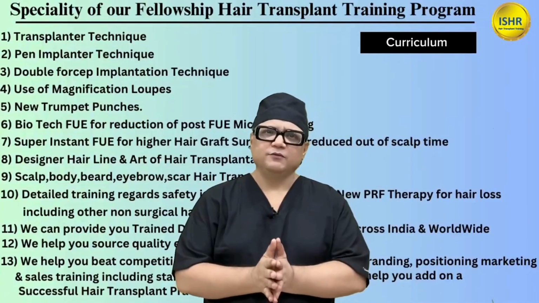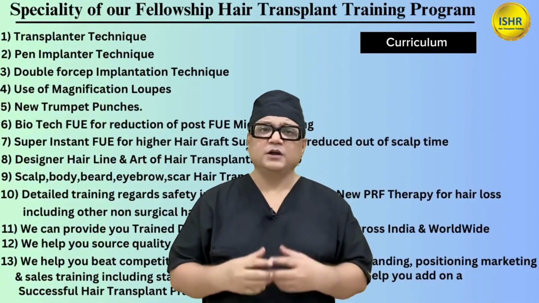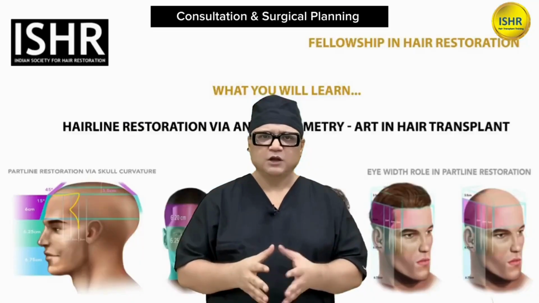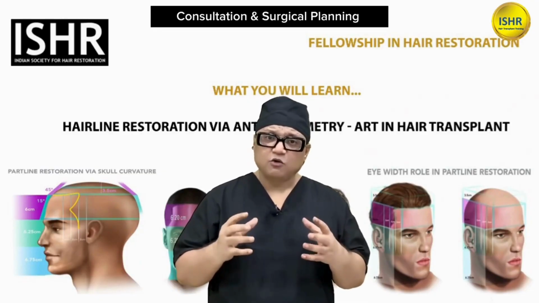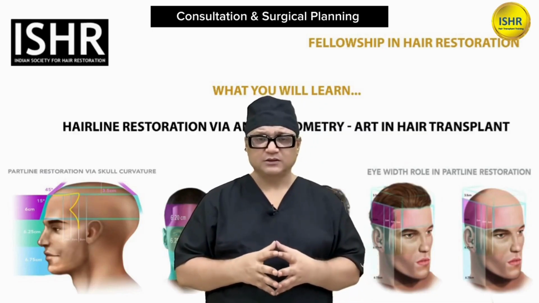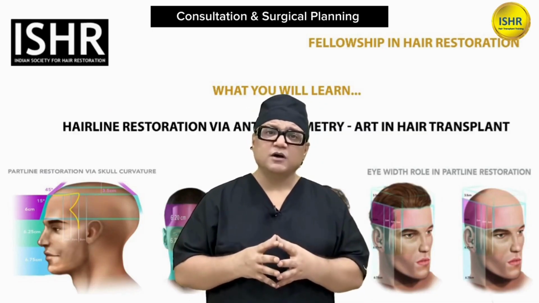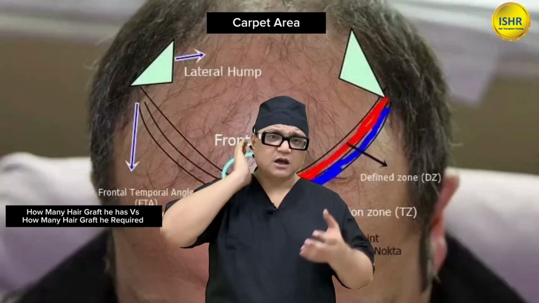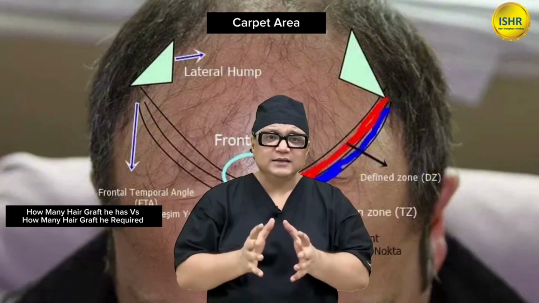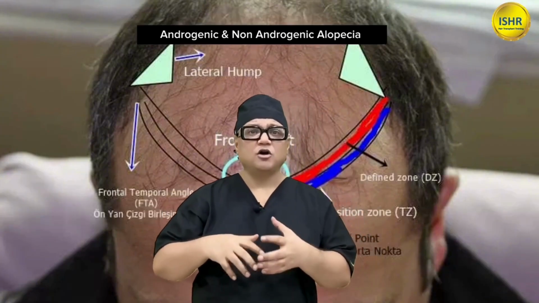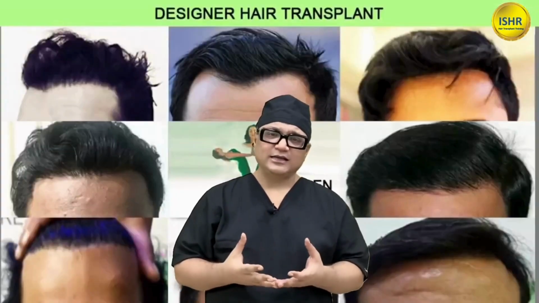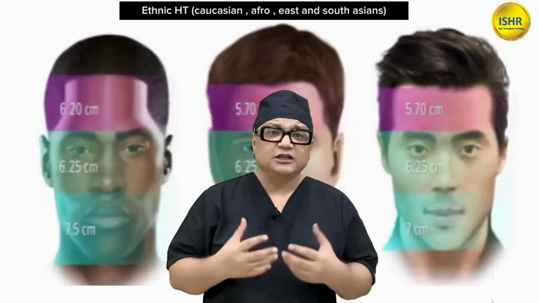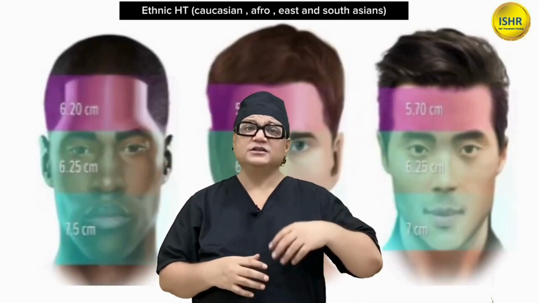So let's discuss in brief the ISHR workshop curriculum and topics which we are going to cover for you. First and foremost, we're going to start with consulting a hair transplant patient, finding out the indications and contraindications for hair transplant. Then we are going to discuss how to find out how many hair grafts he has, how many he requires, and whether he has androgenetic or non-androgenetic alopecia. Then we discuss hairline design as per his age, height and ethnicity: he's Afro, he's Caucasian, he's Asian, he's Indian. So we're going to draw his hairline.